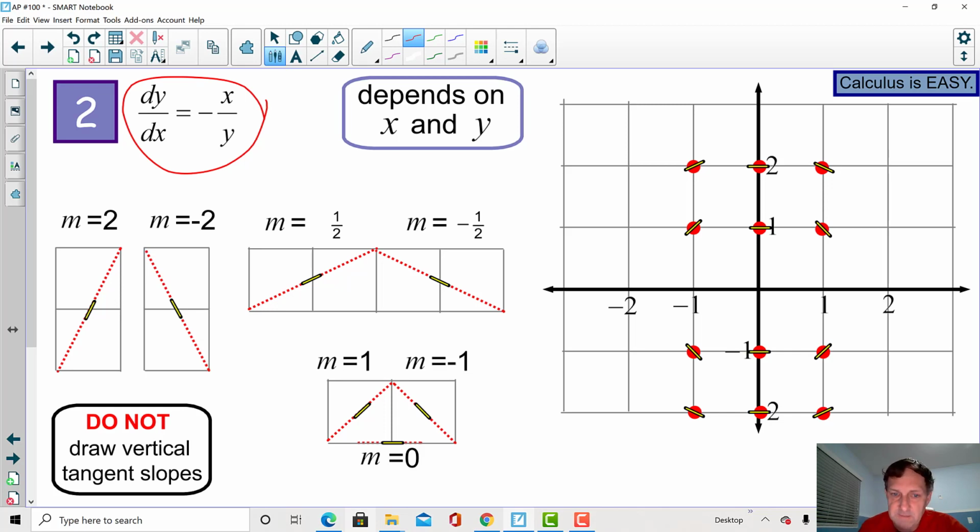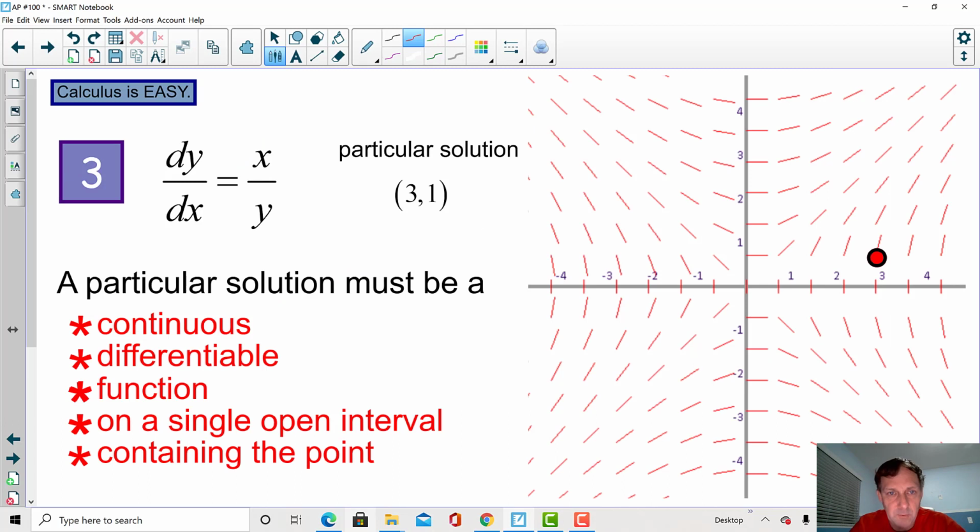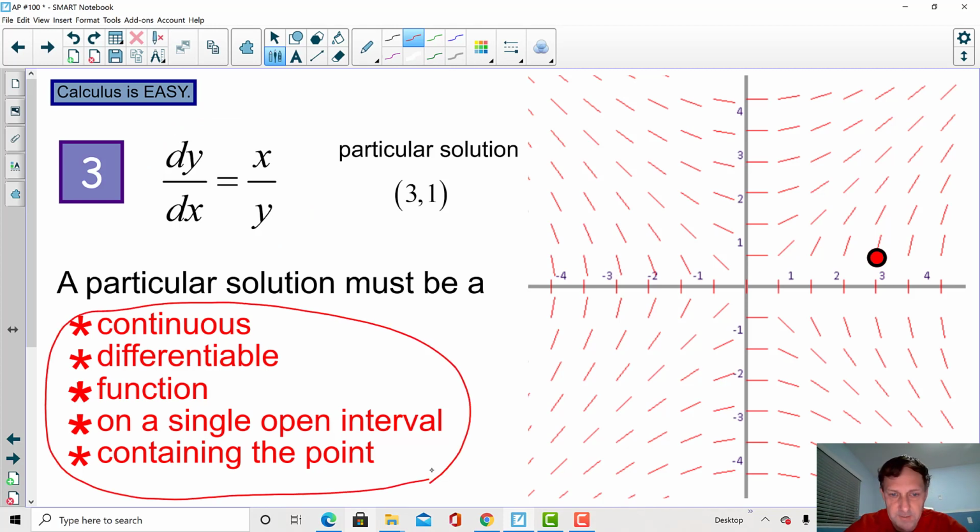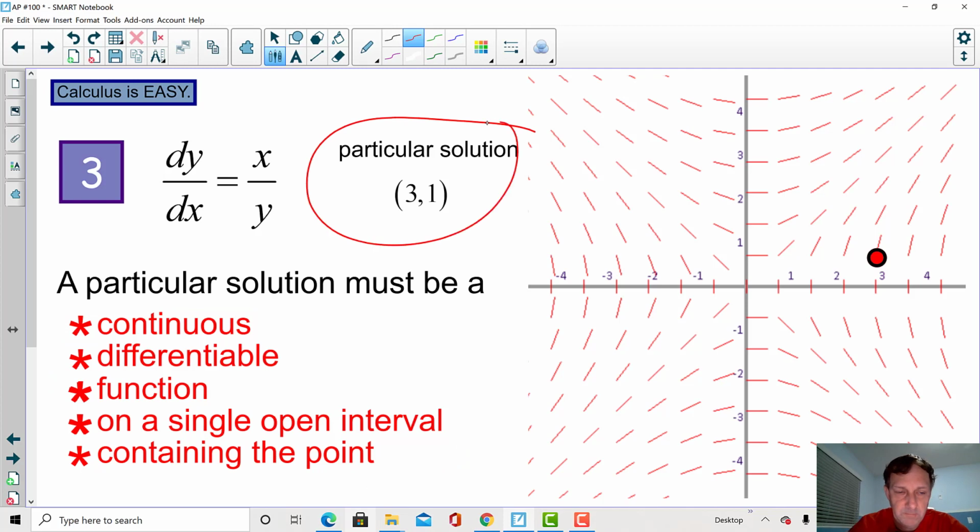We're going to look at our last example here. For our last example, we're going to draw a particular solution. So right now we're looking at the slope field for this differential equation. I think you can see that this differential equation represents a set of hyperbolas. And whenever you draw a particular solution, it must satisfy these 5 conditions here. Your particular solution must be a continuous differentiable function on a single open interval that contains the point that they give you.